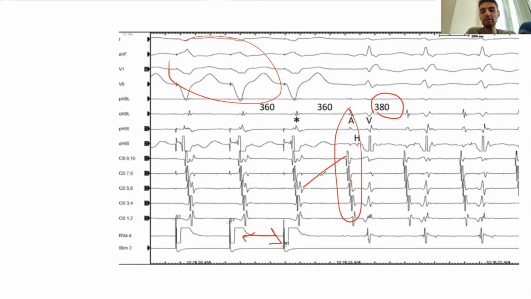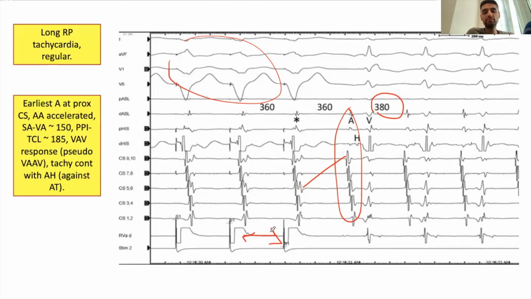You always have to make sure that you identify the last A that is accelerated to the pacing cycle length, and in this case it was this A, not this A. Okay. Because it came in at 360 and the pacing cycle length was around 360. So it's an example of a long RP tachycardia, maybe superior axis because AVF is negative. Earliest A in tachycardia was at proximal CS. AA accelerated to the pacing cycle length.